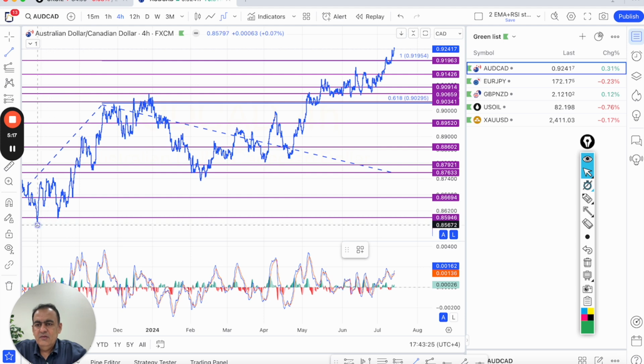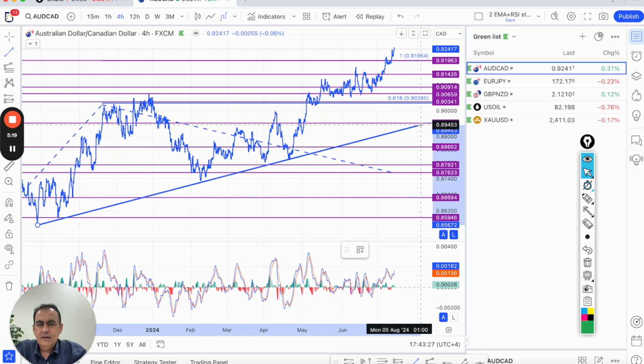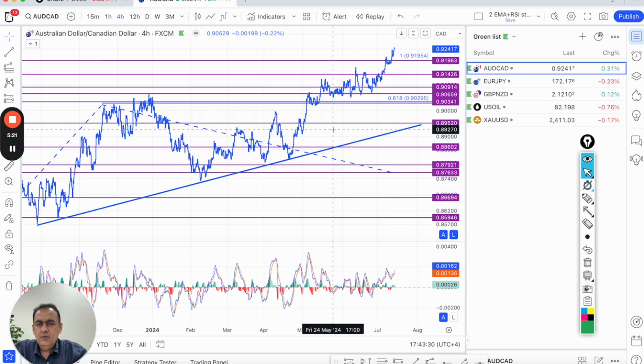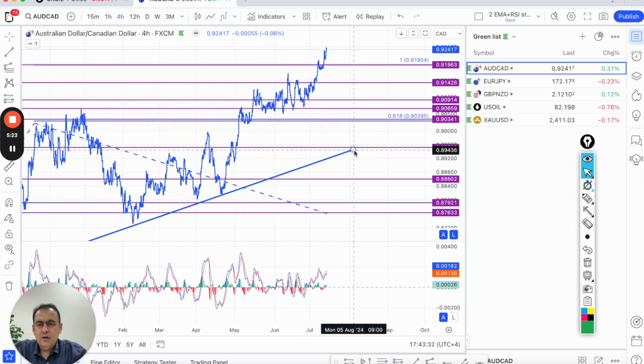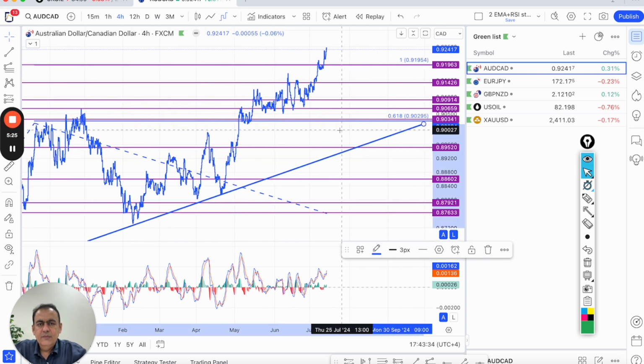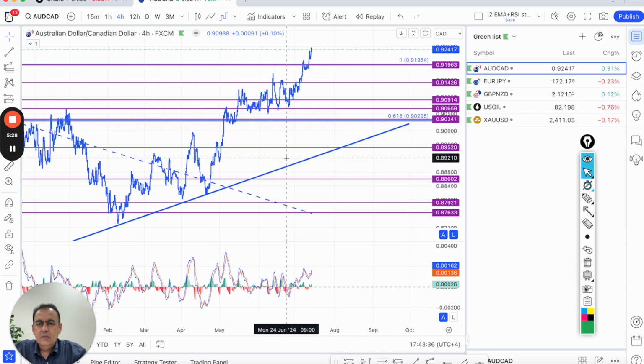So I'll start from this low, and I'm going to connect the sequential higher lows. So we've got the rising trend line. I'm going to extend it further. Now until price remains higher than the rising trend line, the bullish trend remains intact. So until price remains higher than this rising trend line, the bullish trend remains intact.